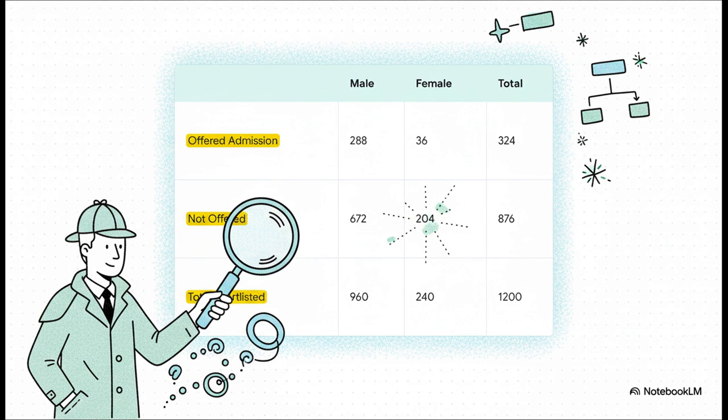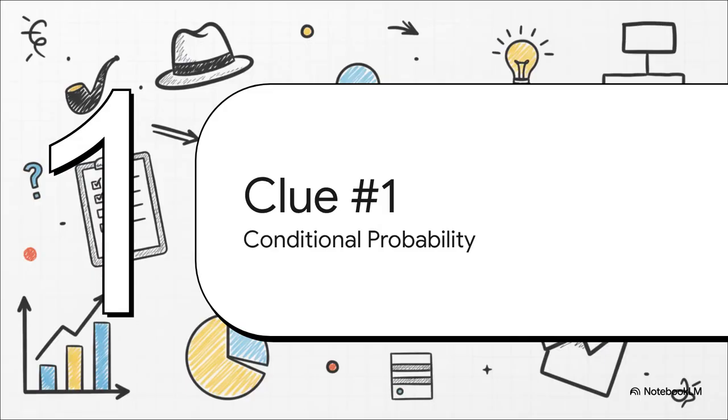Okay, so this is our first piece of evidence. And, at first glance, these numbers look pretty stark. 288 men got an offer compared to only 36 women. But as good data detectives, we know we have to look deeper than just the surface, right? So how do we dig deeper? Well, our first tool is something called conditional probability.